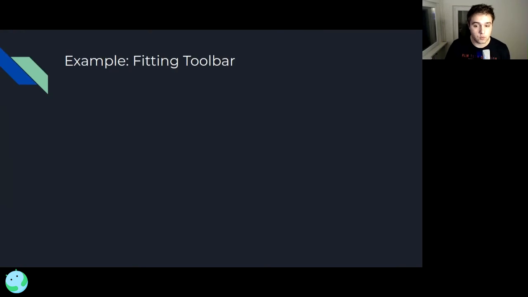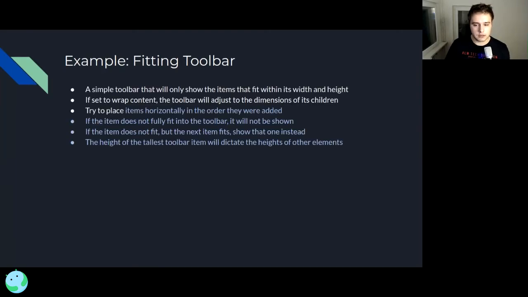So an example I'm going to do, which is super stupid, I would say, and probably not usable, but just to give you an insight of how things can work, is I'm going to make what I call a fitting toolbar. Let's say this is a custom view, and these will be the rules for it. It's a simple toolbar that will only show the items that fit within its width and height. If set to wrap content, the toolbar will adjust to the dimensions of the children. It will try to place items horizontally in the order they were added. If an item does not fully fit into the toolbar, it will not be shown.